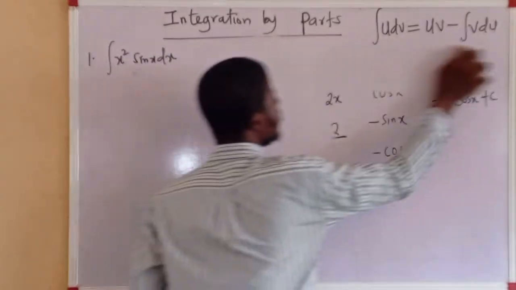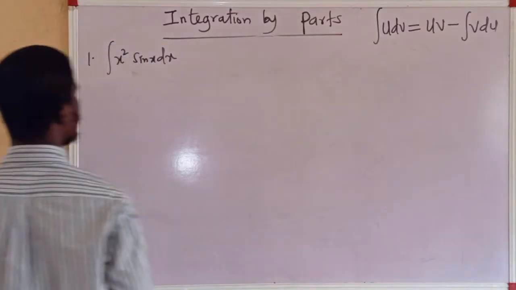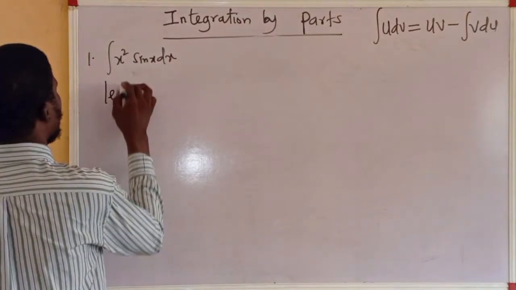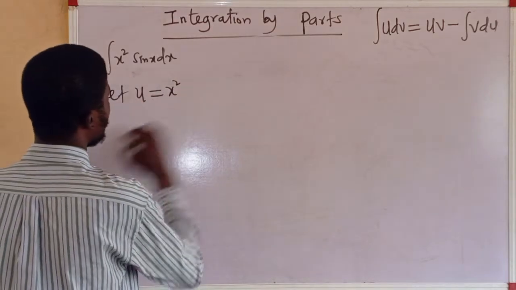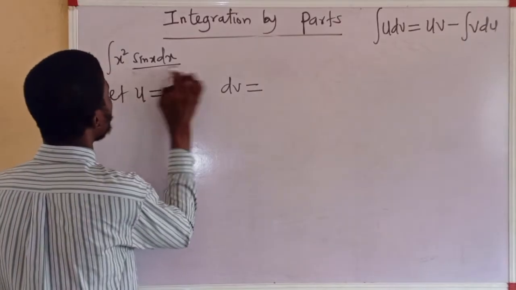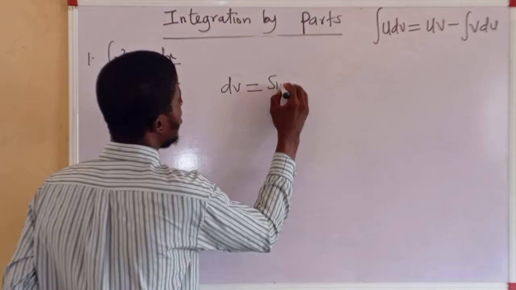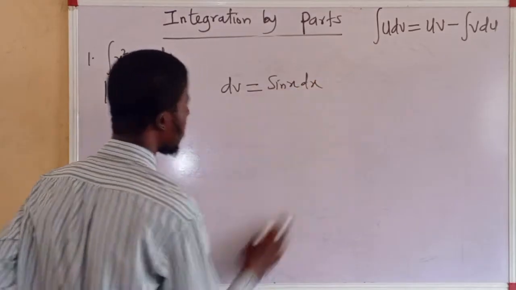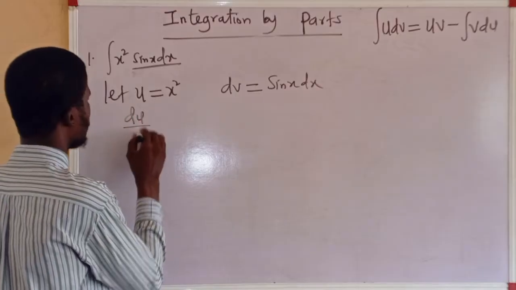Just keep watching. The formula is still there on the board. So we have said that let u be equal to what? X squared. And let dv be equal to, dv is everything here, the remaining part of it, sine x dx. That is it.